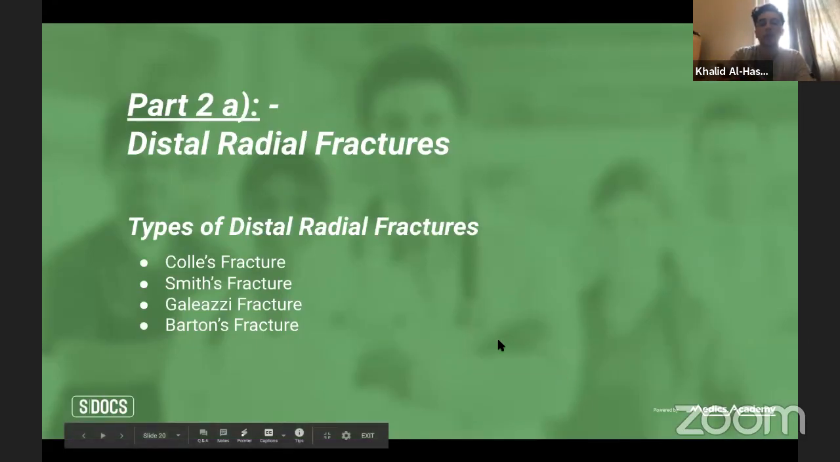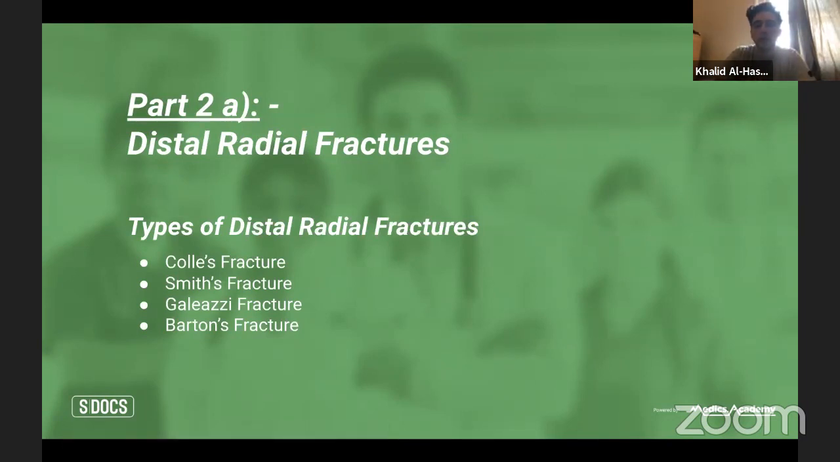So now we will take a look at distal radial fractures. These are some of the most important fractures that I'd recommend learning for your exams. There are four main types that we recommend: Colles' fracture, Smith's fracture, which is a reverse Colles' fracture, a Galeazzi fracture, which is a fracture of the distal radius with subsequent distal radioulnar joint dislocation, and a Barton's fracture, which is similar to a Colles' fracture. However, it subdivides into two types, and it's an intra-articular fracture of the distal radius.